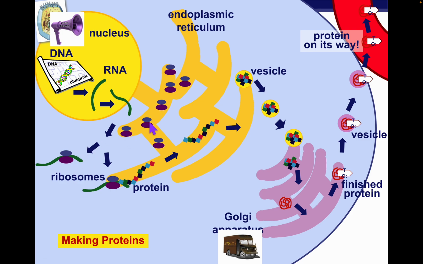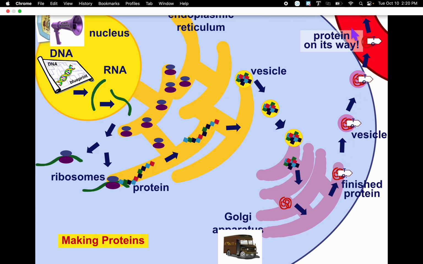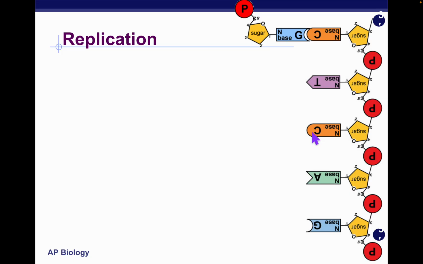And the rough ER makes proteins and they go into the ER and they get transported and modified a bit and squeezed off into vesicles, which then go into the Golgi apparatus, which then will be modified and shipped out to where they need to go, right? And that's actually showing you the bloodstream because proteins can be shipped out to the bloodstream.